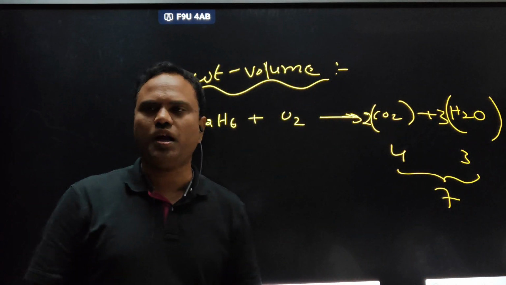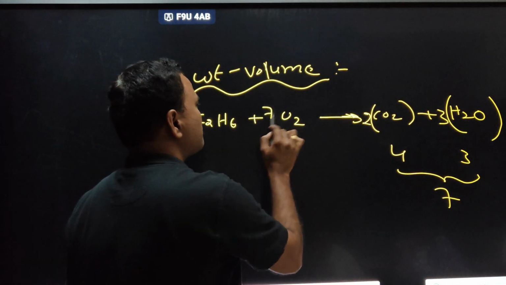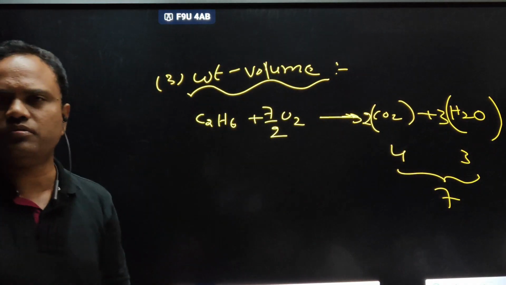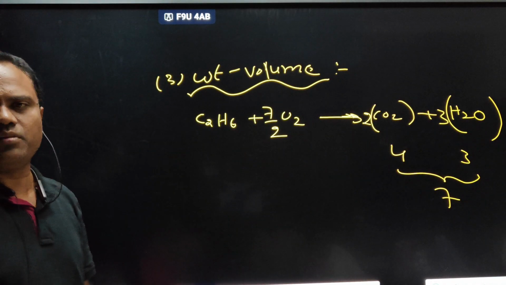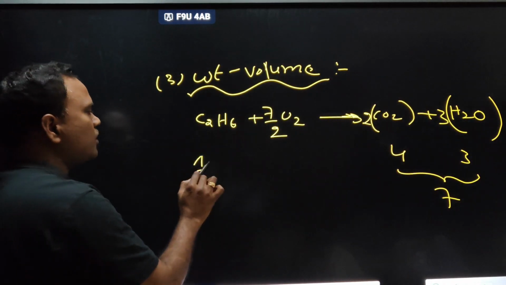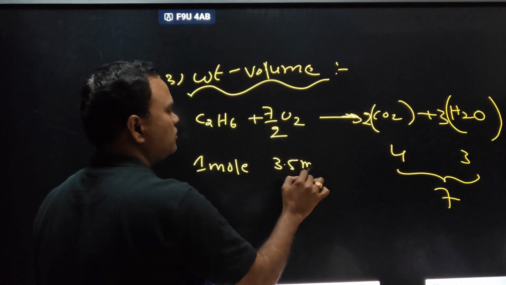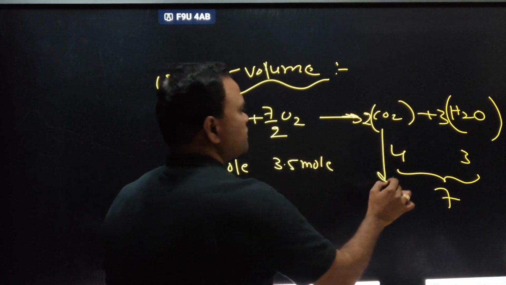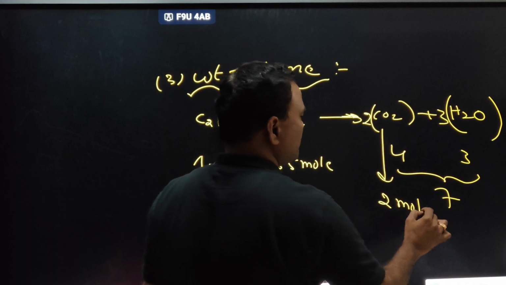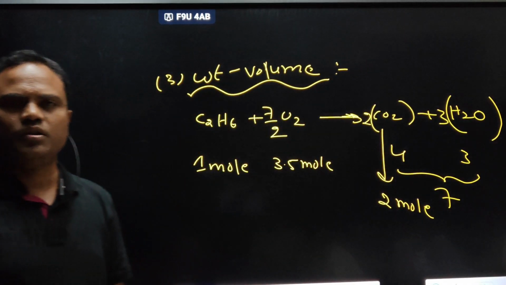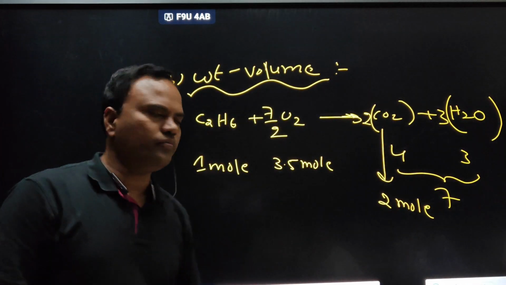Is it possible? Fraction, 7 by 2. 7 by 2 means 3.5 moles. So 1 mole of ethane, with 7 by 2, 3.5 moles of oxygen, gives rise to carbon dioxide, how many moles? 2 moles of carbon dioxide. Right. Heading is weight volume.